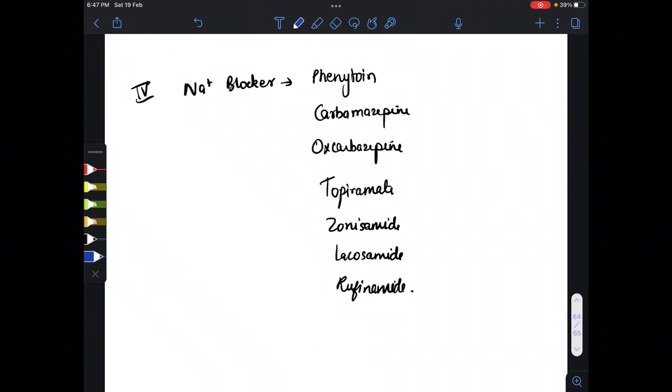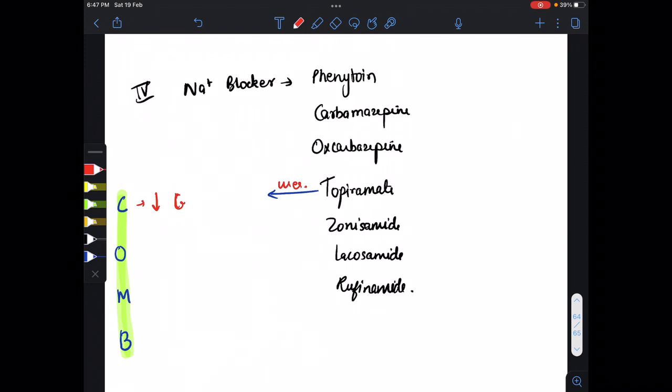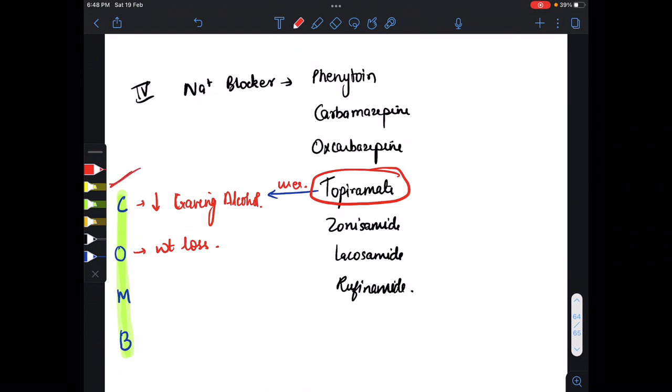Now for the side effects, we have to remember for topiramate the mnemonic COMB. COMB is the mnemonic for the side effects of topiramate. It decreases alcohol craving. It causes weight loss, and this is the only drug which causes weight loss. So topiramate is used in these patients to decrease alcohol craving, and it is the only antiepileptic which causes weight loss. Please remember, it is the only antiepileptic which causes weight loss, that is topiramate.